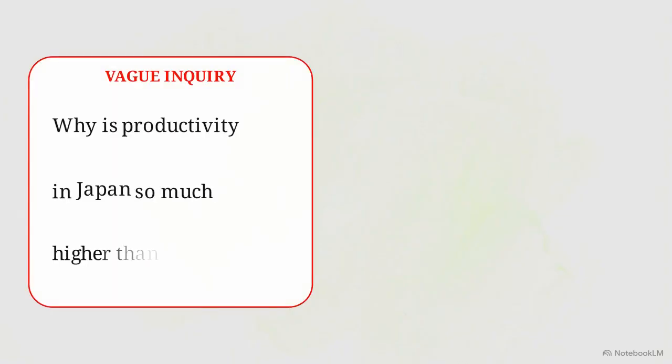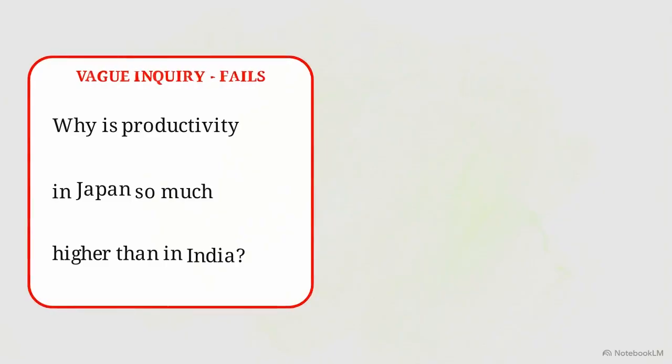Let's look at how the prompt we just practiced evolves. On the left side of this graphic, we have the initial conversational question: why is productivity in Japan so much higher than in India? As a research problem, this fails. What specific type of productivity are we measuring? Are we comparing the entire economies of both nations? What exact time period are we looking at?